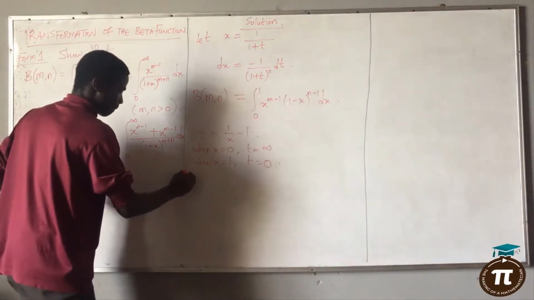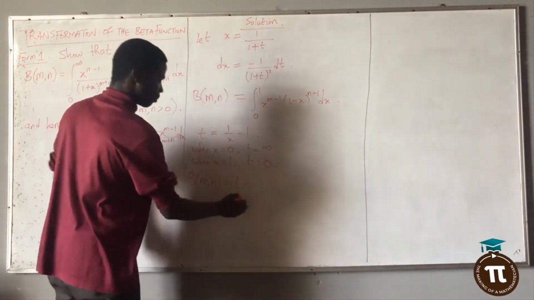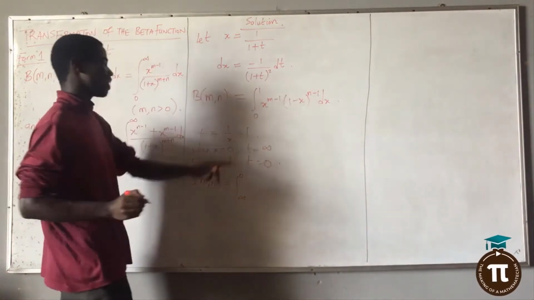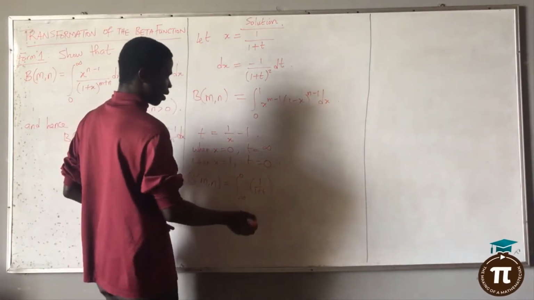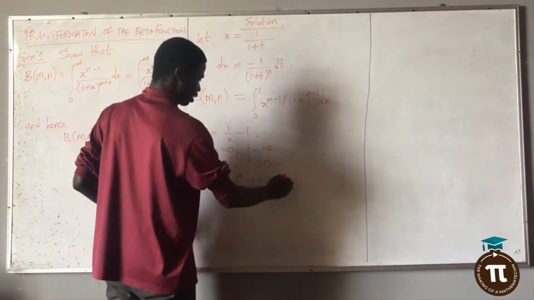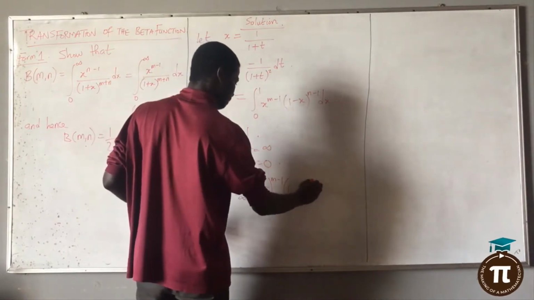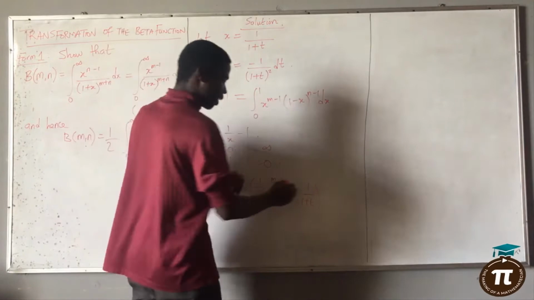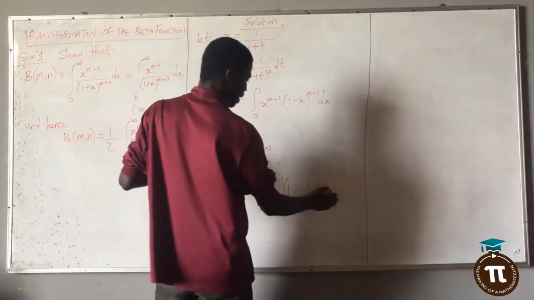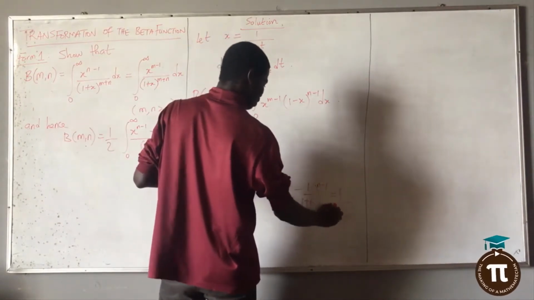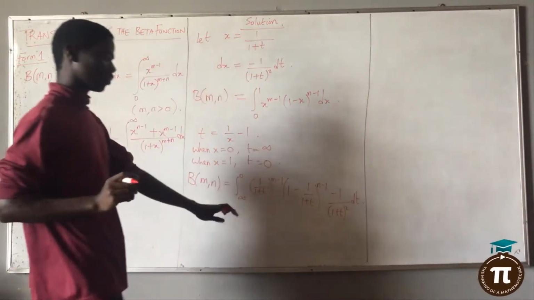I have beta of m comma n to be equal to the integral, this one will now be from infinity to 0 of x, x is 1 over 1 plus t raised to the power of m minus 1. Then I have 1 minus 1 over 1 plus t raised to the power of n minus 1. Then dx is minus multiplied by minus 1 over 1 plus t all squared dt. That's what I'm going to have.